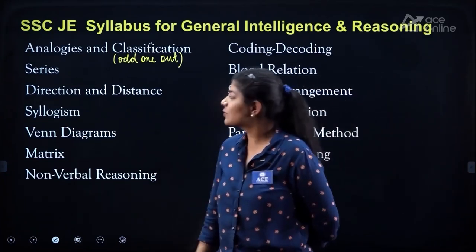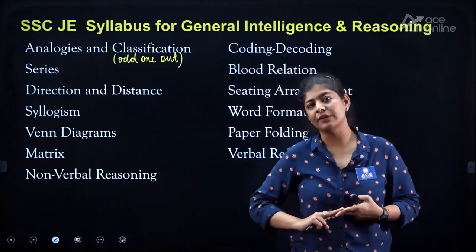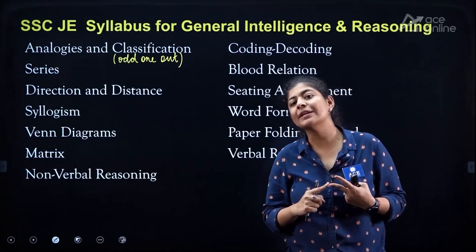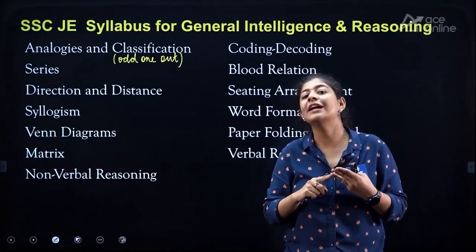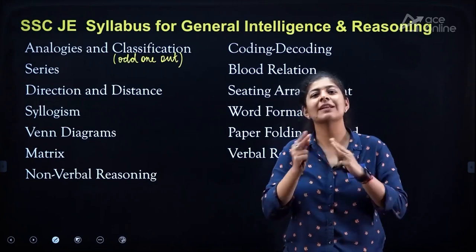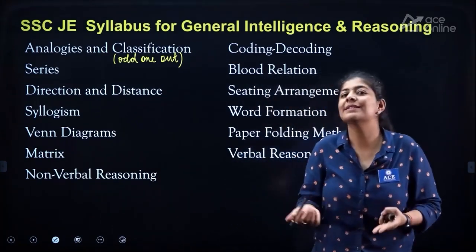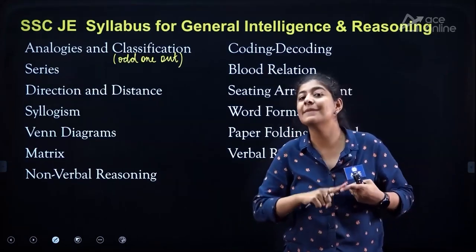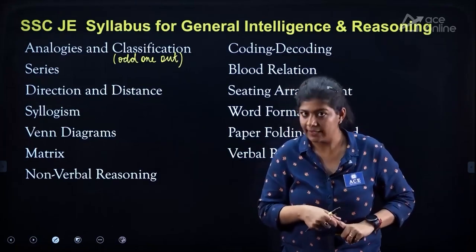The next one is series. In series, we have two main bifurcations: the first is alphabetic series and the second is number series. The combination of these two creates an alphanumeric series, which we can consider as a third part. In the number series, we can again bifurcate into two: the first is the missing number or missing series, and the second is the wrong number, right?